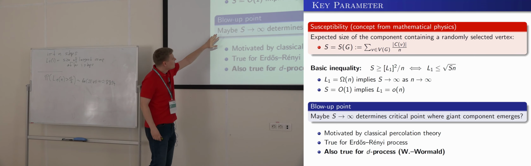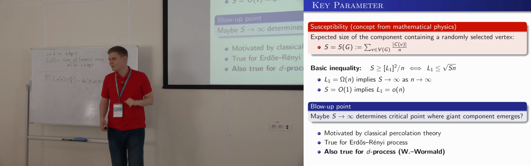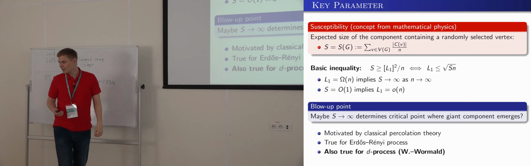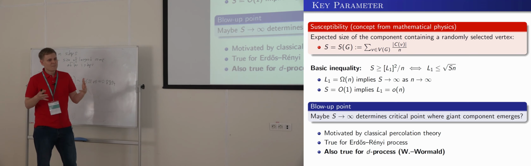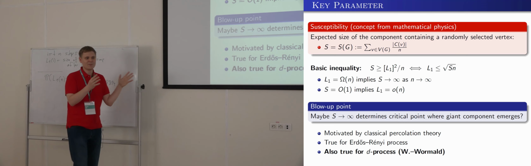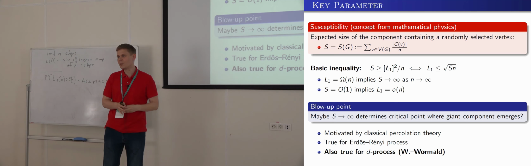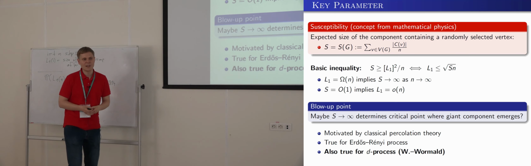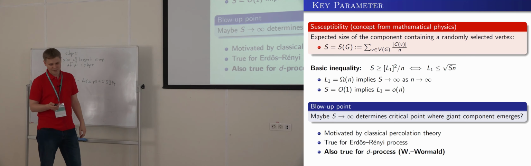Somehow the susceptibility does not seem to be the right quantity, because if you remember our process, only the active vertices matter. Once vertices become inactive, they're no longer relevant for the evolution of the process. We can never connect edges to them anymore. So we need to look at something else.